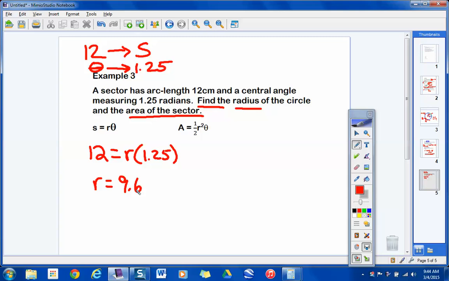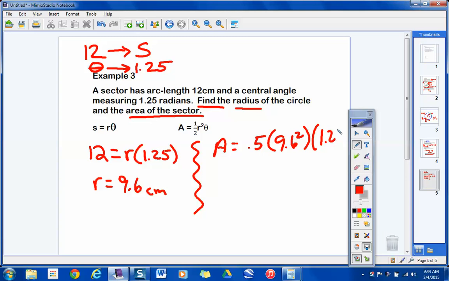Very good. Okay, so once we know that, doesn't that allow you to find the sector area up here now? Okay, my sector area then becomes the following. A equals 0.5 times 9.6 squared times what? 1.25. Anybody crunch that out yet? Yeah. 57.6.